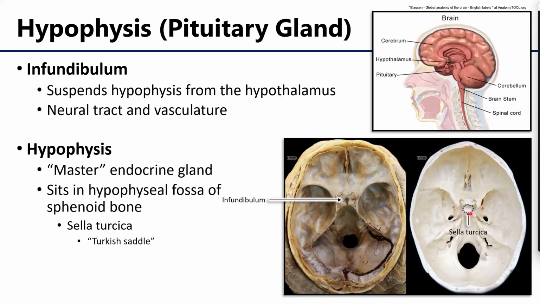And the place where it sits is called the hypophyseal fossa, and that is part of a larger structure of the sphenoid bone called the sella turcica, or the Turkish saddle. So if you look closely here, you can see how this bit of the sphenoid rises up, has a little saddle part here, and then goes back down, making it look like a saddle, whether that's Turkish or not.